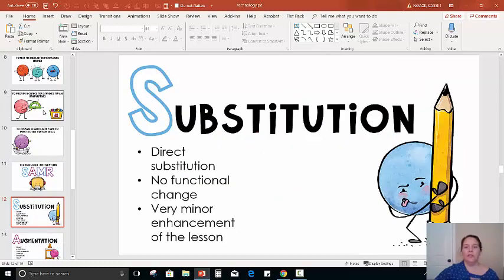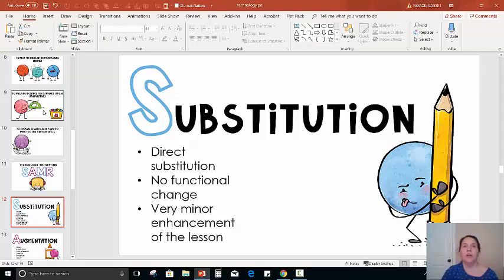So the S stands for substitution, and this is the integration level where you're basically just substituting a non-technology activity for a technology activity. So it's a direct substitution. There's no real change in the outcome. There's very little change in the lesson itself. It does have its place and it is important.